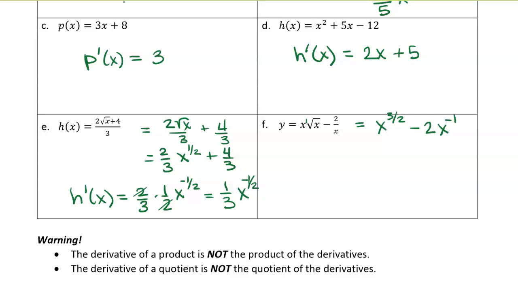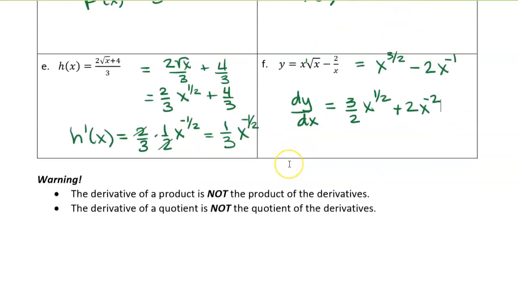And now I can find the derivative. So I'm going to write dy dx, right, because this is a different function. And I'm just going to bring down the 3/2 and then subtract 1, so x to the 1/2. And then I'm going to bring down that minus 1, so this becomes a positive 2. And then x to the minus 1 is minus 2. Okay? So there you go. There's some examples of how to use those basic derivative rules.